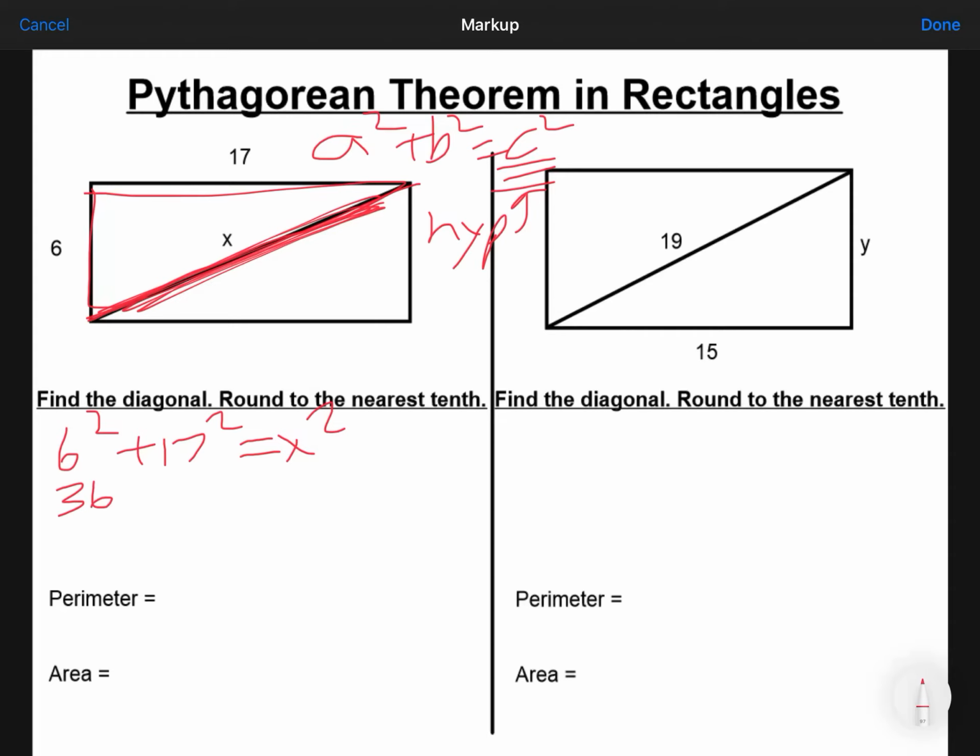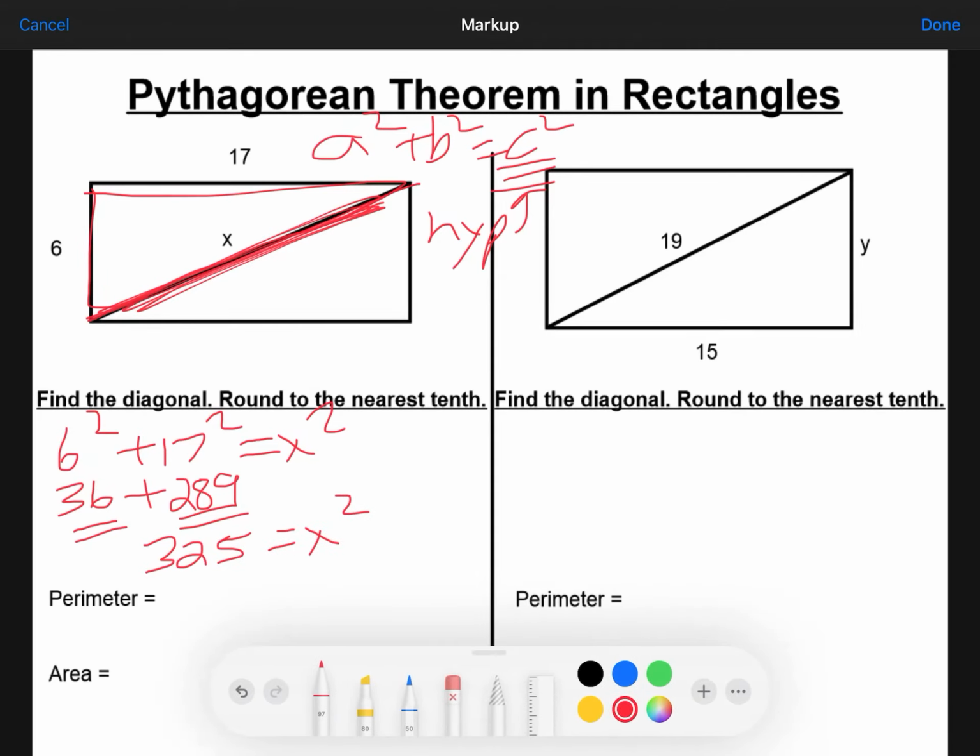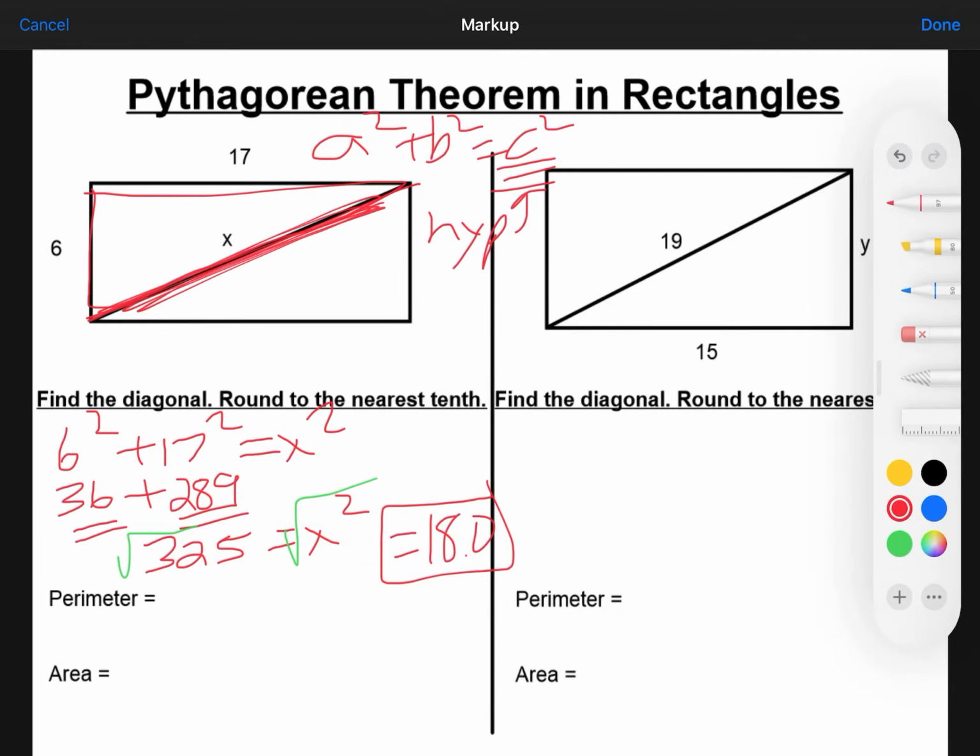When you're missing the diagonal, like this problem here, you just combine the like terms on this side. 36 plus 289 is 325. Might seem like this should come out to a nice simple number. It doesn't. You'll have to use a calculator and take a square root. When you do the square root on the calculator, it comes out to be 18.0277 something, but that rounds to 18.0. It doesn't come out to be 18 exactly.